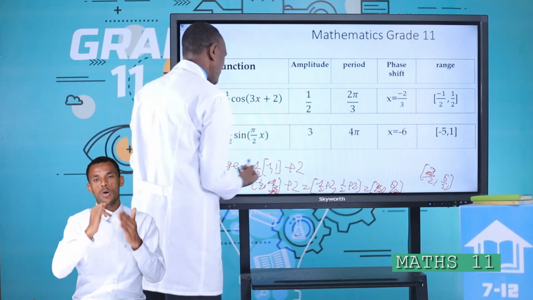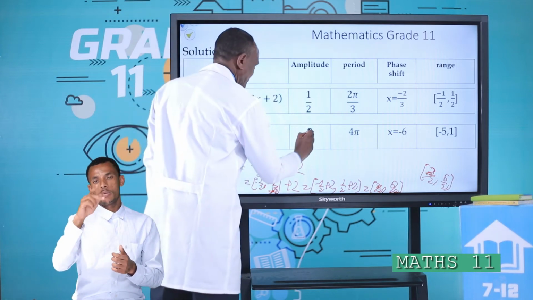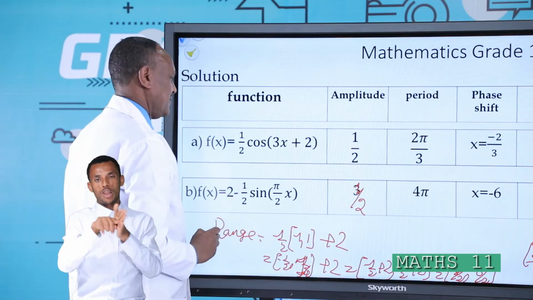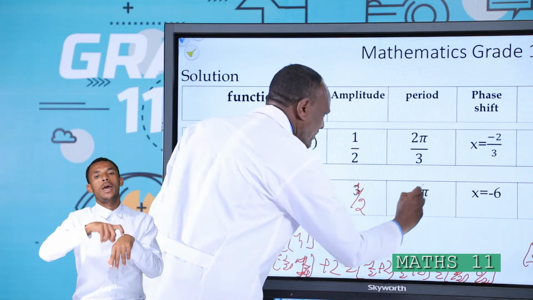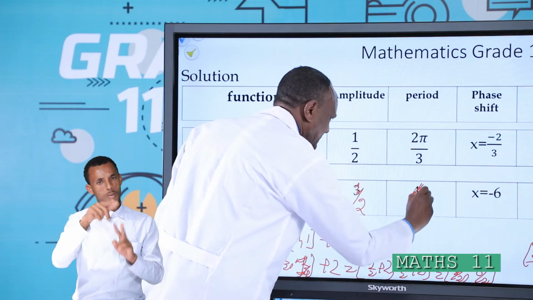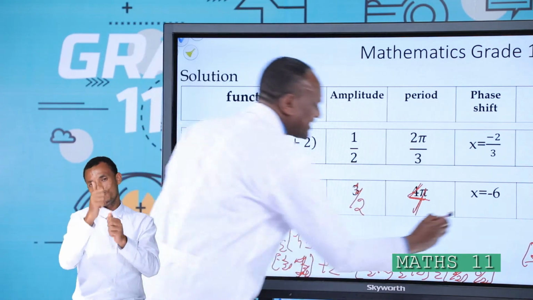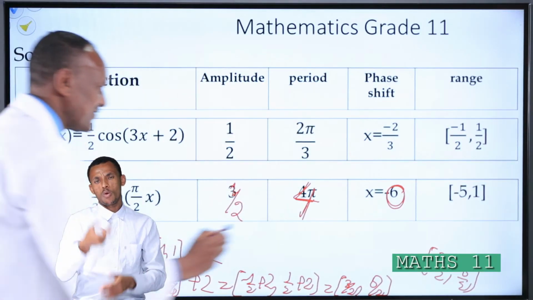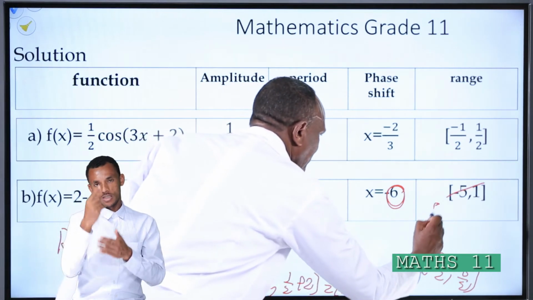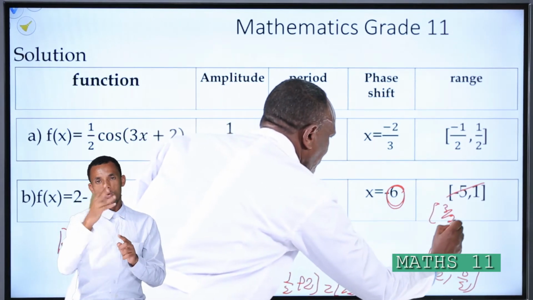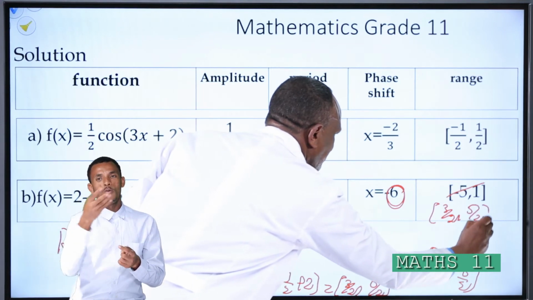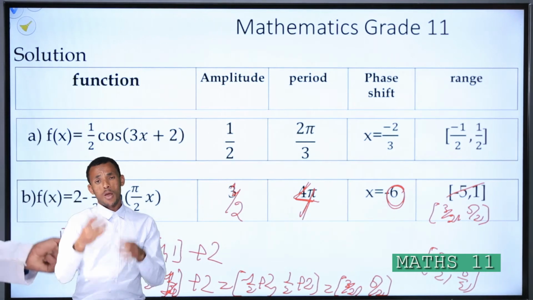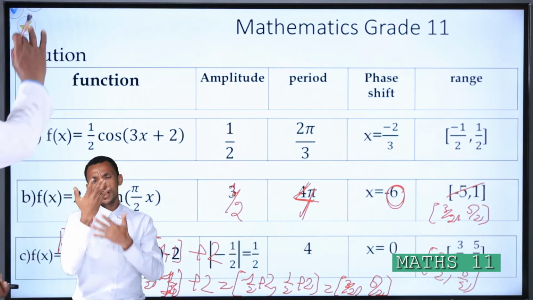What is the amplitude? The amplitude of this function is 1 over 2, the absolute value of negative half. What is the period? The period is equal to 4, not pi, because pi is cancelled out. What is the phase shift? You have 0. It remains the same by itself. What is the range for this one? The range will be from positive 3 over 2 up to 5 over 2. This is the range of that given function. So by considering different functions, we can discuss all the three cases you have seen.